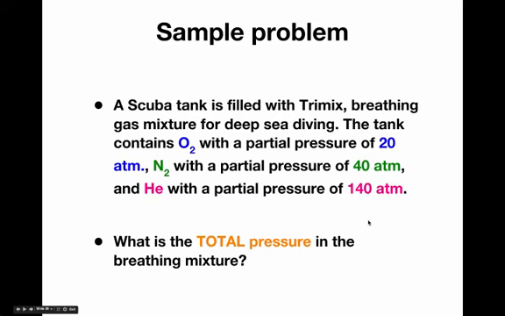Basically, the total pressure is just the sum of all of the individual pressures. So it's 140 plus 40, which is 180 atmospheres, plus another 20 atmospheres. So the total pressure in the scuba tank is 200 atmospheres of pressure. And that's it for partial pressure, and that's pretty much it for the unit. This was a pretty short unit.